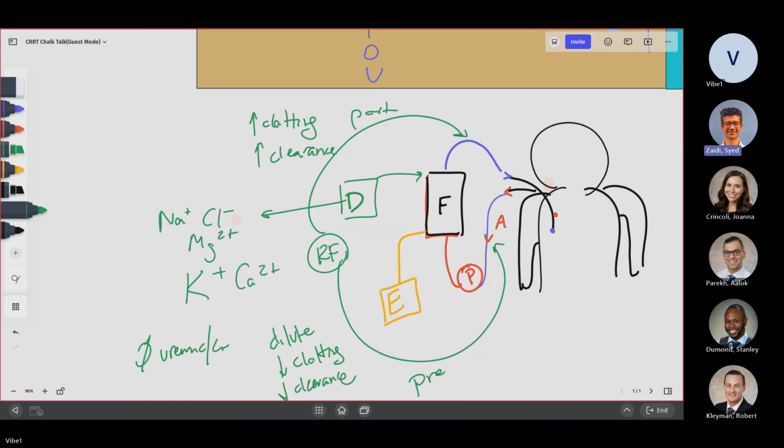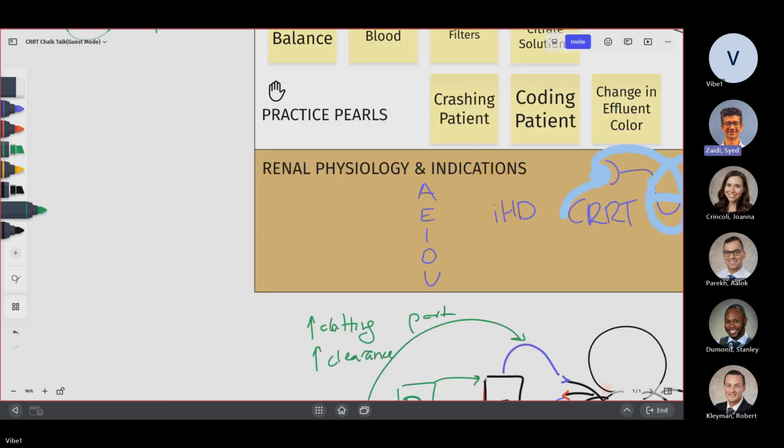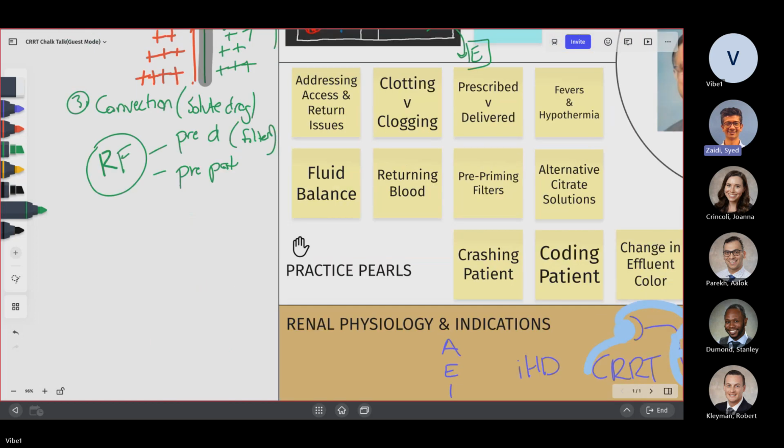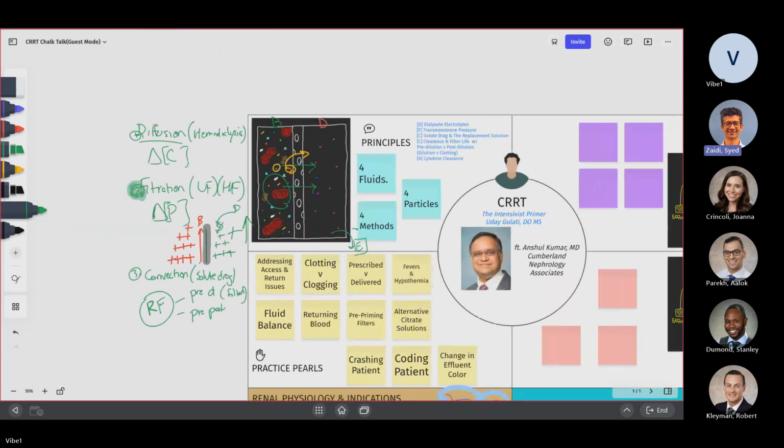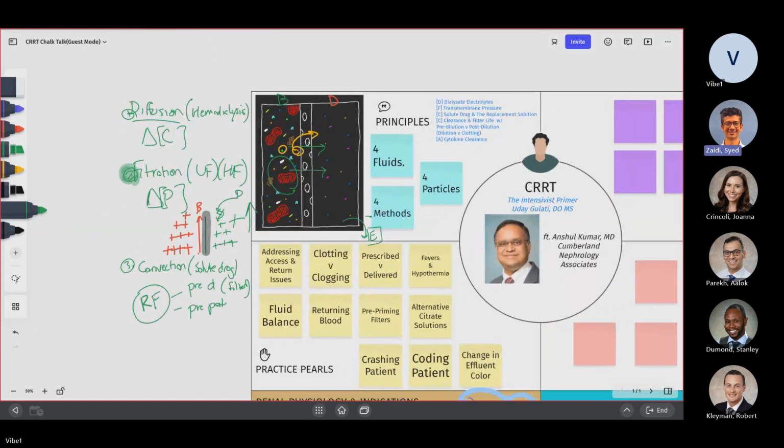Basically, those are the ones where you can change the concentration. The potassium can be anywhere from 0 to 4K, or the calcium can be anywhere from 0 to 3 calcium bath. So that's where your different combinations of replacement fluids or dialysate fluids can be.